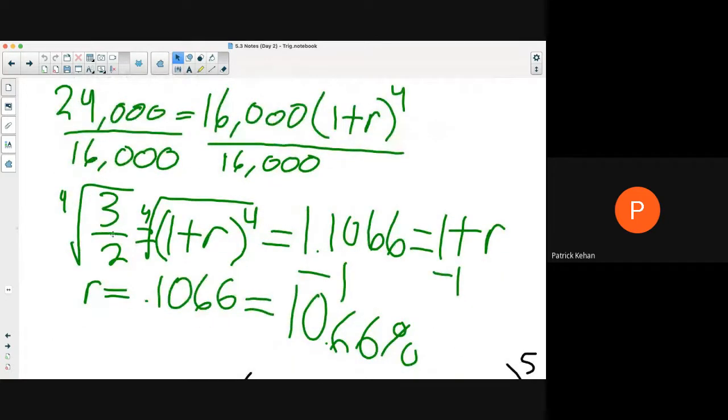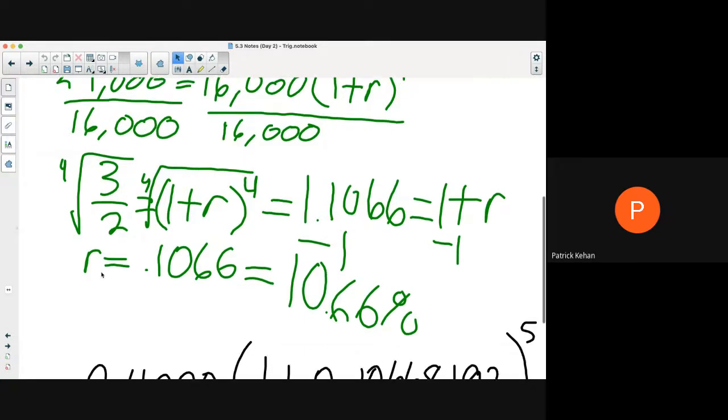So we take the fourth root or raise both sides to the 1/4 power, and we get about 1.1066 equals 1 plus r. Again, don't round this value too early. 4 decimal places is very safe. Solve for r by subtracting 1, and then we end up with r equals 0.1066. As a percentage, we multiply it by 100. It gives us about 10.68%. So the growth rate in this case is 10.68%.